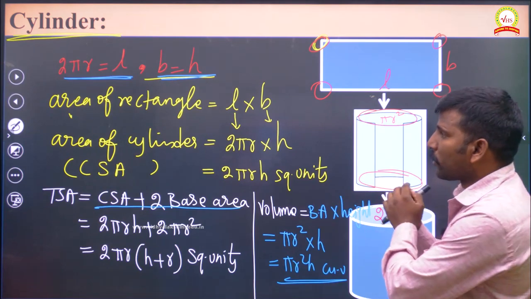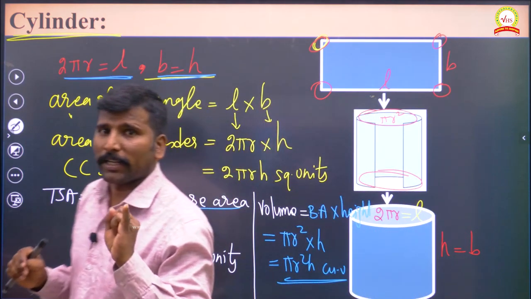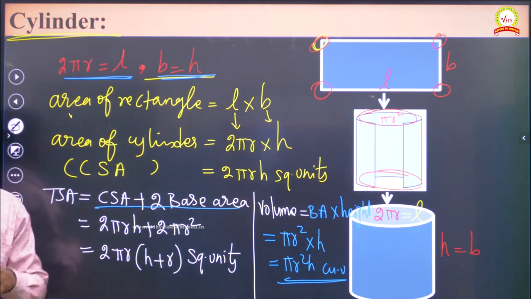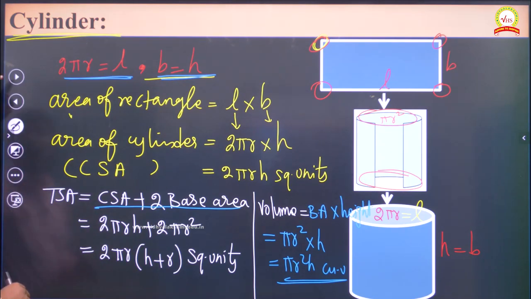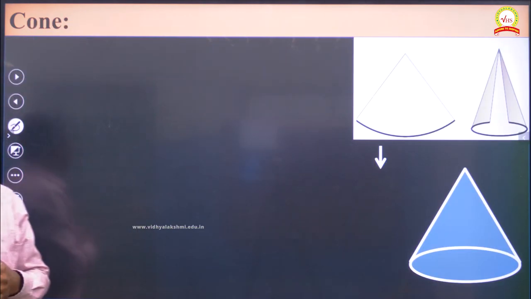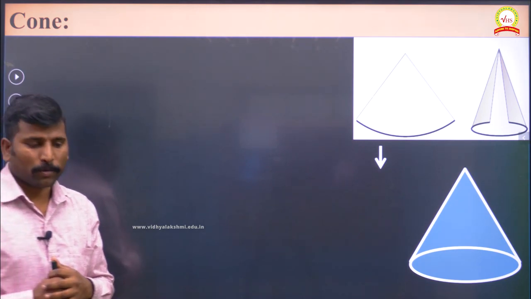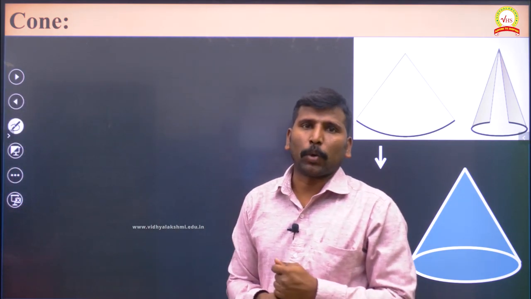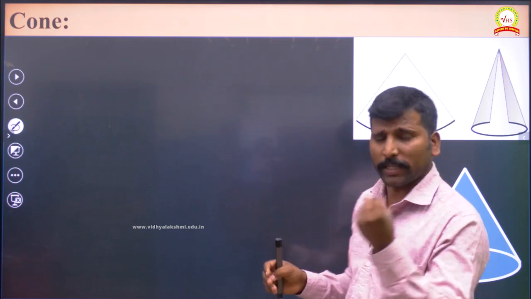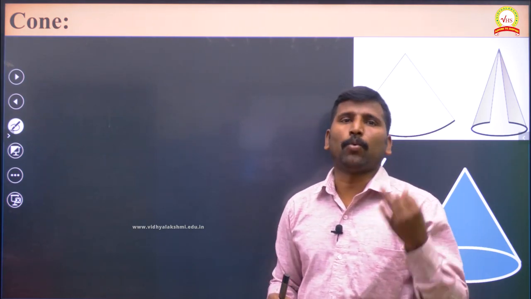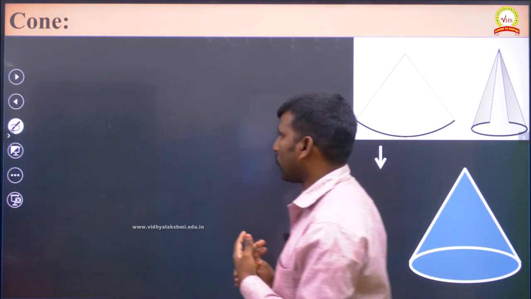That's it, children. So cylinder is over: CSA, TSA, volume. Now we will go to the next shape. Next shape is what? Cone. Let's see about a cone. For the cone also we are going to see CSA, TSA and volume, all the things one by one.